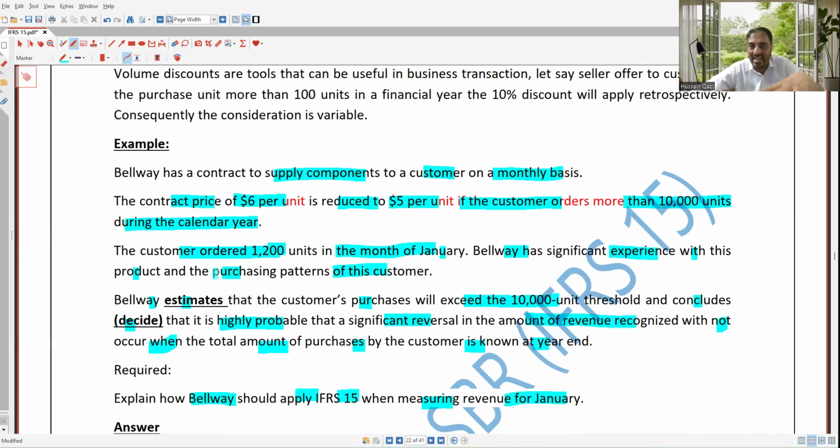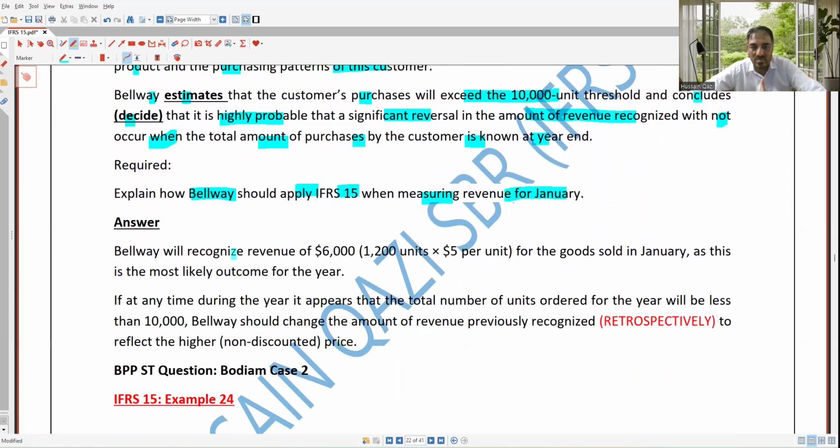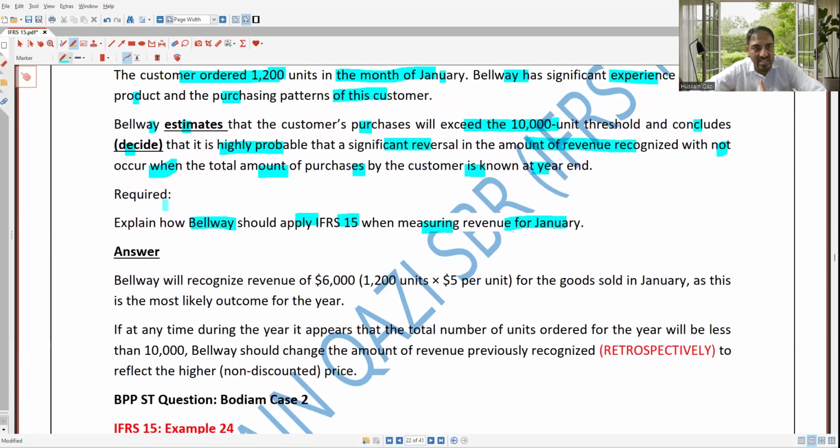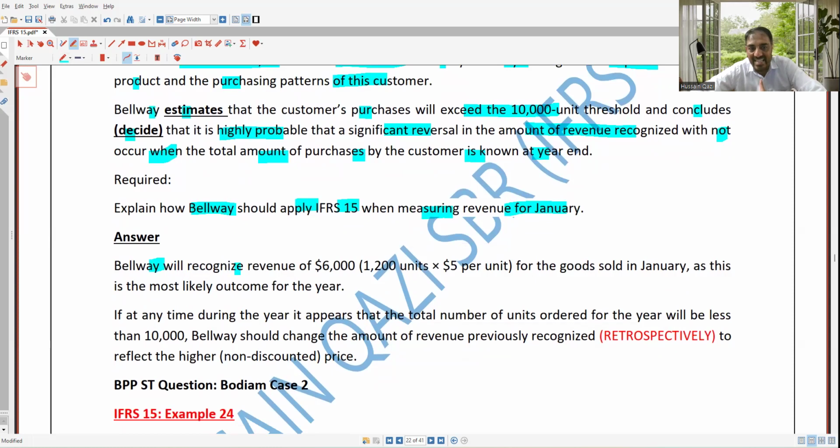So it's an example. For example, in this case, Bellway will recognize revenue of 1,200 units multiplied by 5, that's $6,000 for the goods sold in January. All agree? As this is the most likely outcome for the year. If at any time during the year, that's important, the total number of units ordered for the year will be less than 10,000 for any condition, for any circumstances.